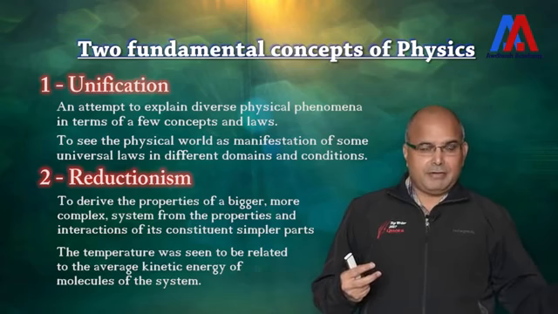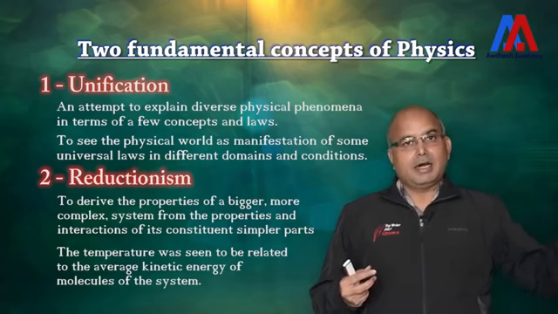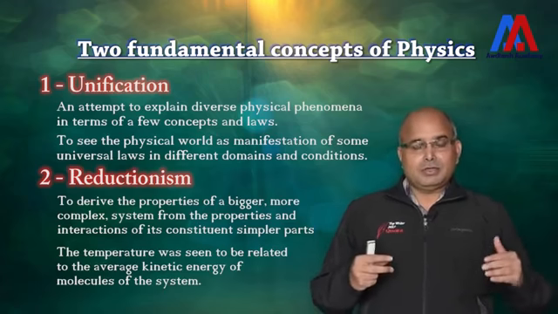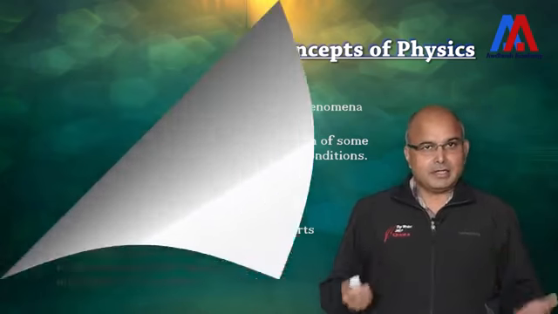So they have measured the average kinetic energy and they found that the more the average kinetic energy of the molecules, the higher the temperature. And so they have been able to reduce the temperature to the micro level. This is what is called reductionism.